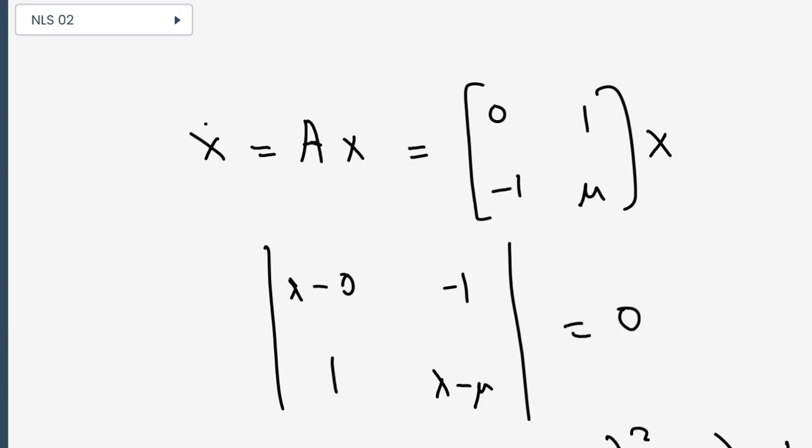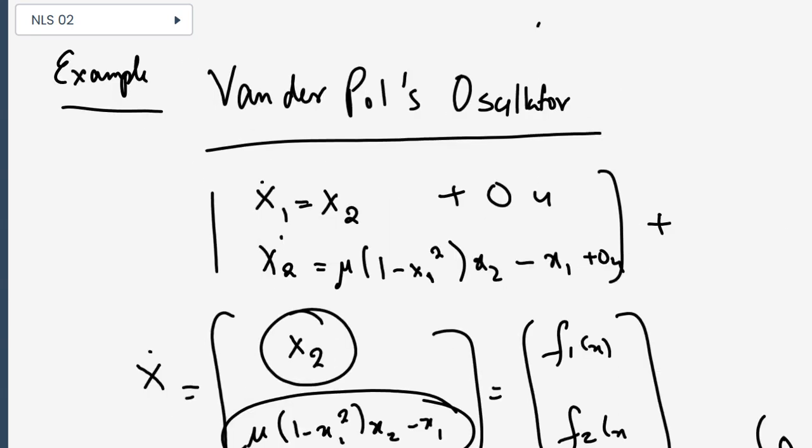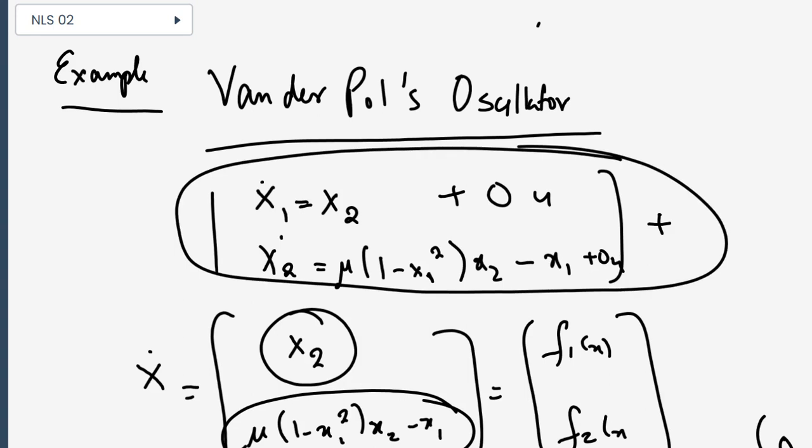So mu is actually positive, and for this system it represents an unstable system. So the linearized model of the Van der Pol oscillator that we have found is an unstable system. This is our system here, x1 dot, x2 dot, a nonlinear system.